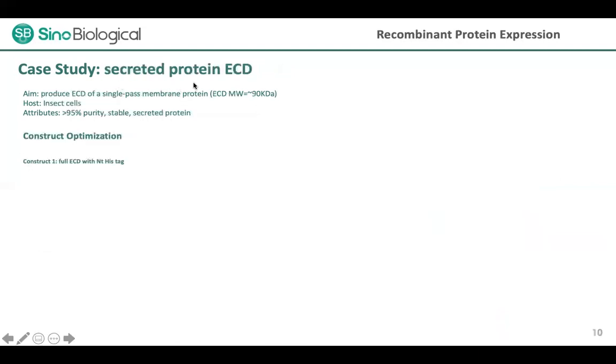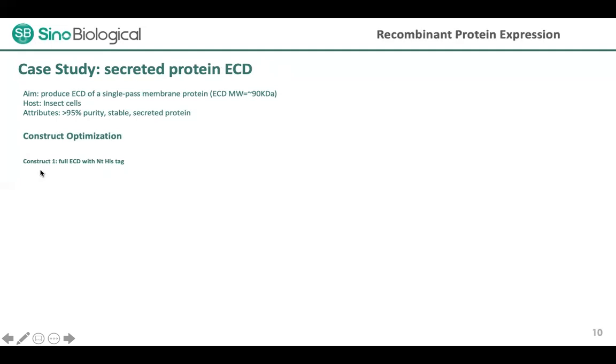And the second case I would like to show is where we expressed the extracellular domain of a single-pass membrane protein, where the molecular weight of the ECD is 90 kilodaltons. The host we used in this case is insect cells, and of course the protein needs to be stable, needs to have good purity, and needs to be secreted, which is important for the client. So in this showcase, I would like to demonstrate how the protein construct can impact the expression of the protein.